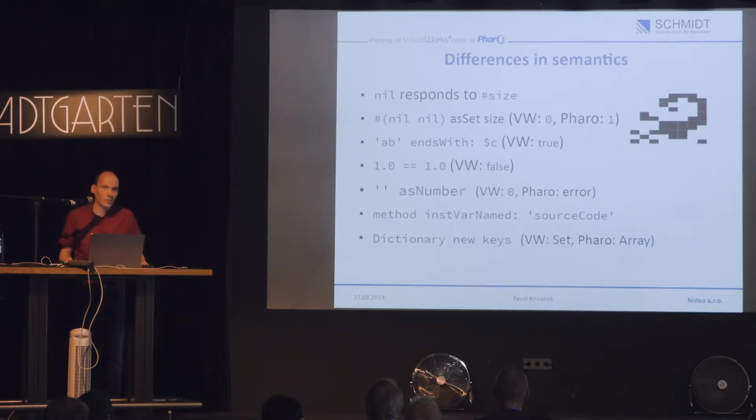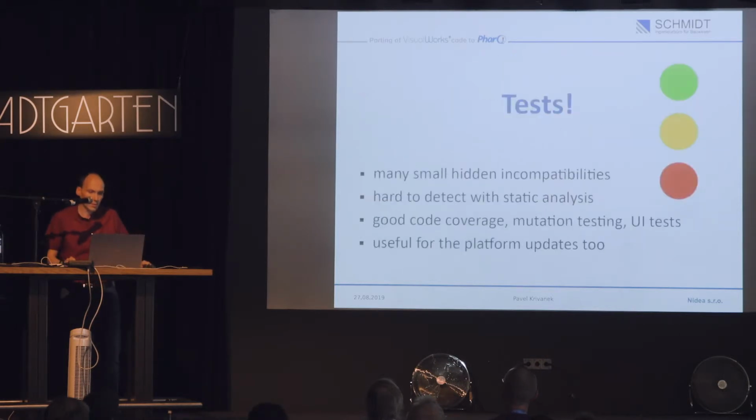So if you have so many small issues, small incompatibilities, what can you do with that? It's almost impossible to detect it using static analysis. So the only thing that you can do is to use tests.